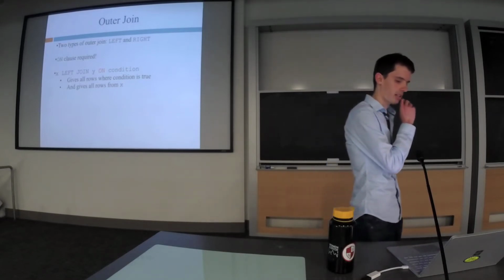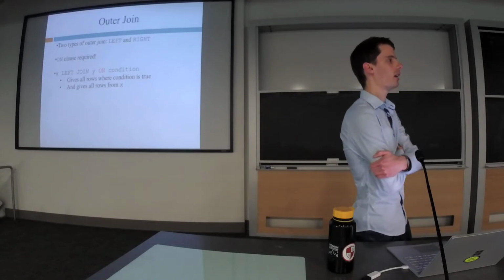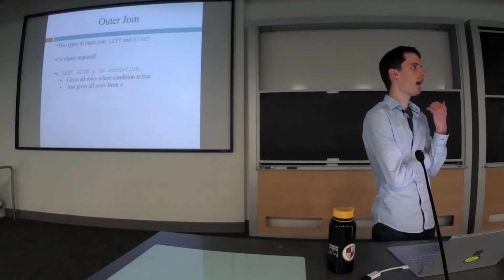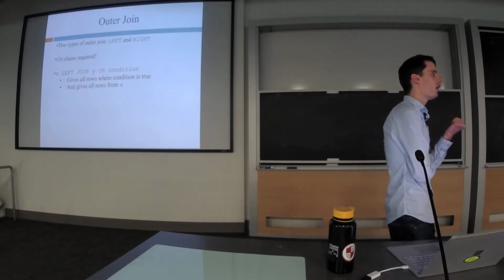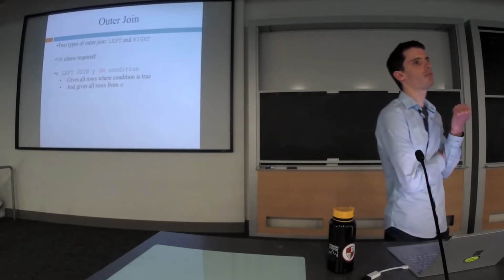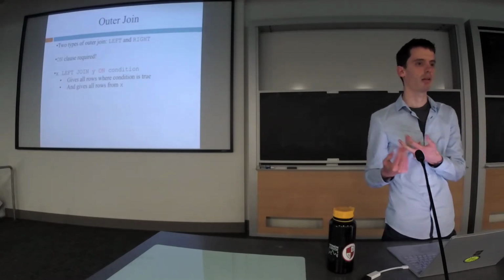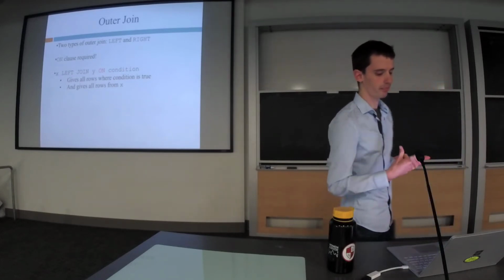You don't have to specify outer. You can just say X left join Y. That's an implied outer join. And then you have to use the on keyword. So remember, we saw way back, on is another way of specifying a condition that you want to join on. You can use where, you can also use on. You have to use on if it's an outer join.